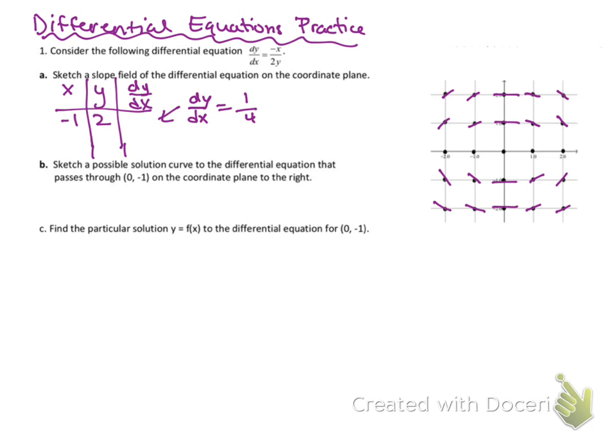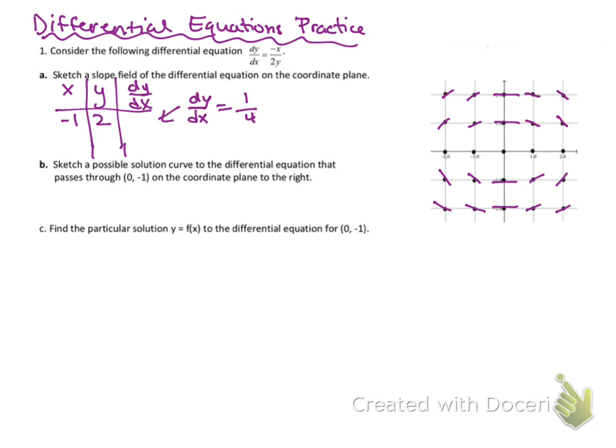It's rare that you'll actually have to draw one of these. More likely you'll get a computer-generated slope field. If you do have to draw one, they're mainly going to look for how the slopes of each thing compare to the other. For part B, you are asked to sketch a solution curve that goes through the point 0, -1.